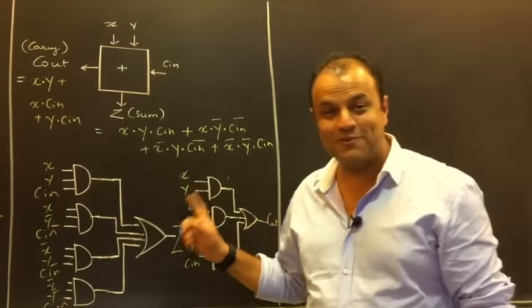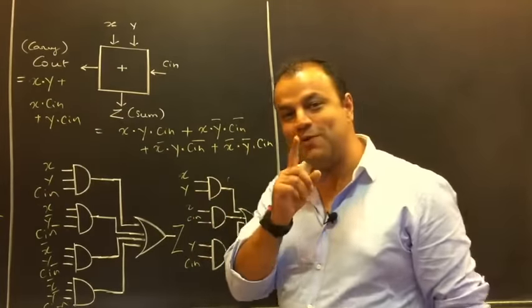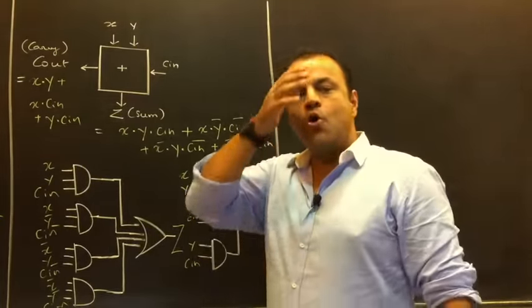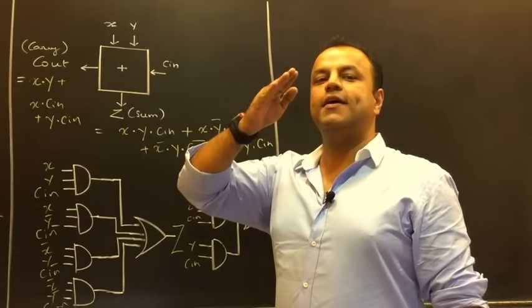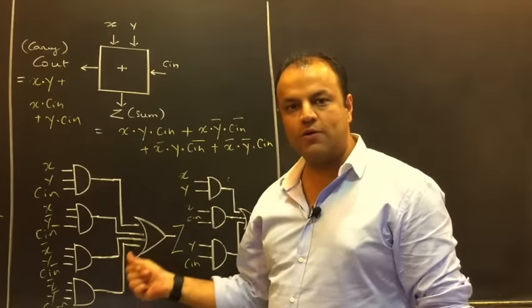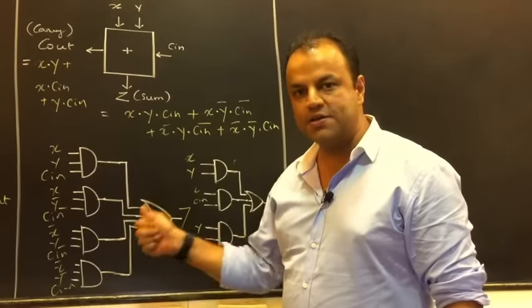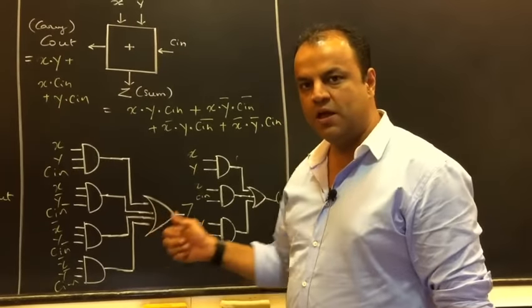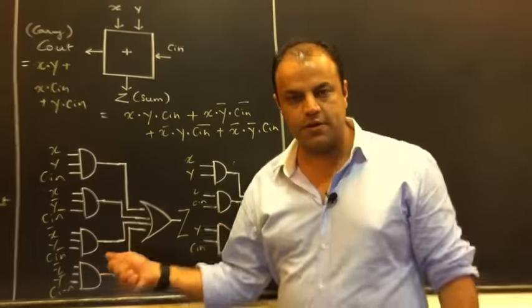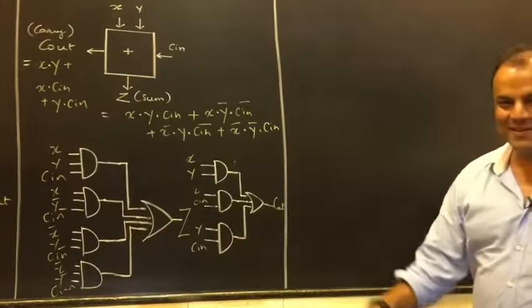What have you learned from here? How to add two 1-bit numbers. This is the core. All arithmetic in the world finally boils down to a 1-bit addition. This is the formula for sum. This is the formula for carry. This is the internal circuit for sum, internal circuit for carry. Please tell me, are you clear?